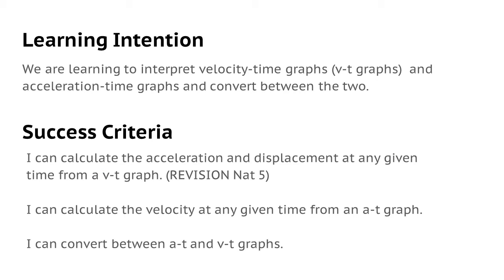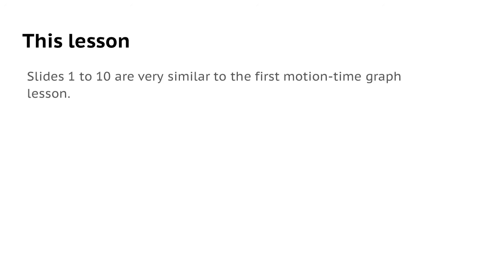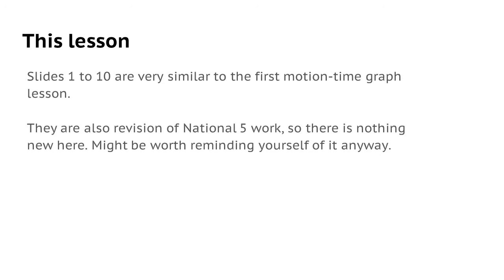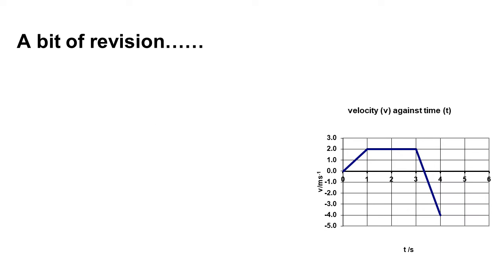Today we're going to be learning to interpret velocity time graphs and acceleration time graphs and basically convert between the two, and the success criteria is given there. The first success criteria here is really revision of National 5. So slides 1 to 10 are very similar to the first motion time graph lesson, and they're also revision of National 5 work, but it's probably worth reminding yourself of them anyway.